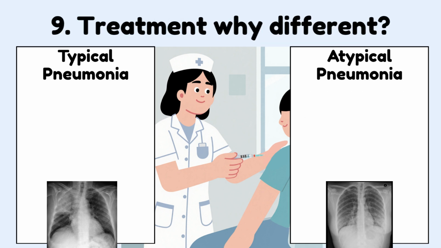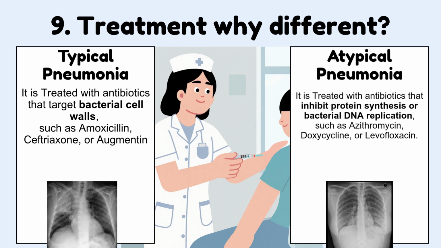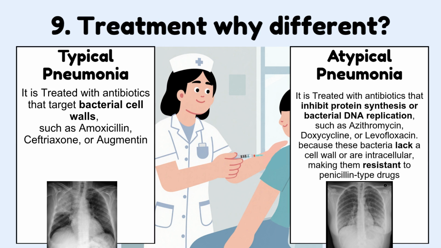Why is the treatment different for both? Typical pneumonia is treated with antibiotics that target bacterial cell walls, such as amoxicillin, ceftriaxone, or Augmentin. Atypical pneumonia is treated with antibiotics that inhibit protein synthesis or bacterial DNA replication, such as azithromycin, doxycycline, or levofloxacin, because these bacteria lack a cell wall or are intracellular, making them resistant to penicillin-type drugs.